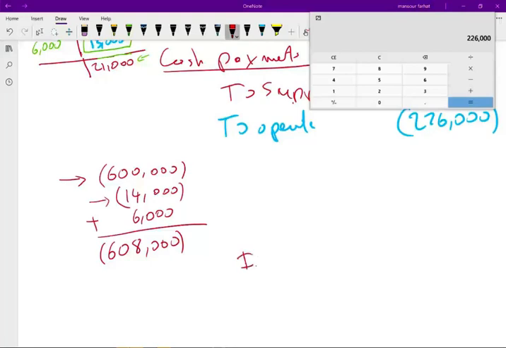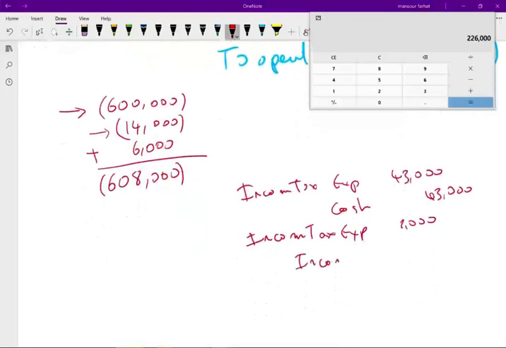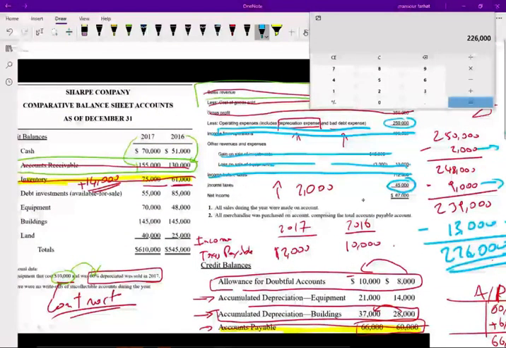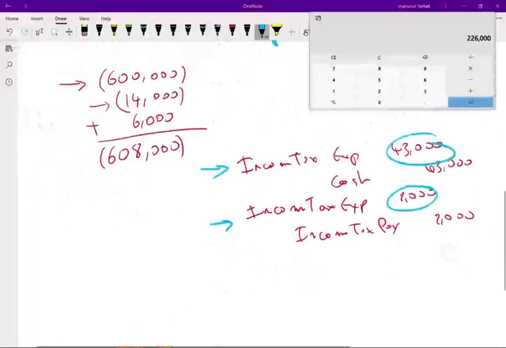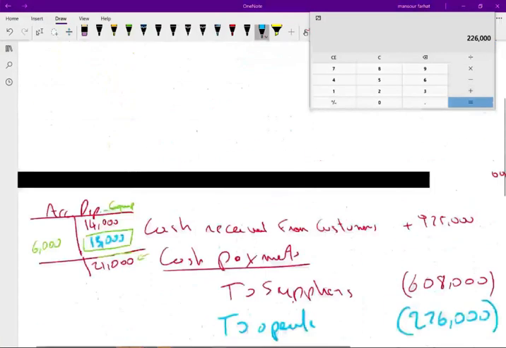Here's what happened. I debited income tax expense 43,000, credited cash 43,000. I debited income tax expense 2, and I credited income tax payable 2,000. So this income tax expense 43, this income tax expense of 2, those 2 gave me the 45,000 on my income statement. How did I know that an additional 2,000 was not paid? Because my income taxes payable went up, so it must have been a net change of 2,000. And this is how I came up with the second entry, because my income taxes payable went up.